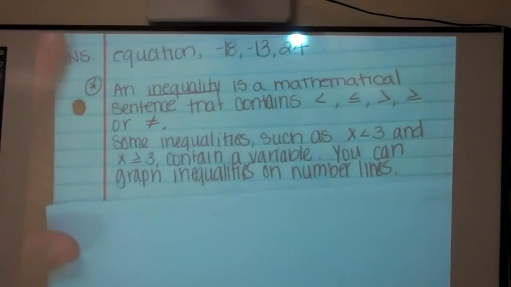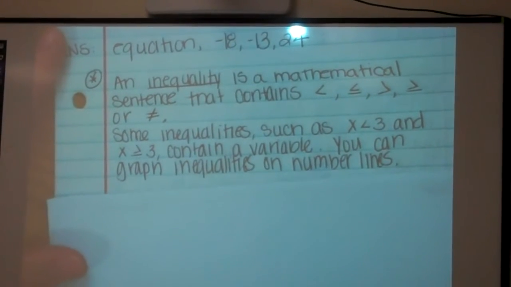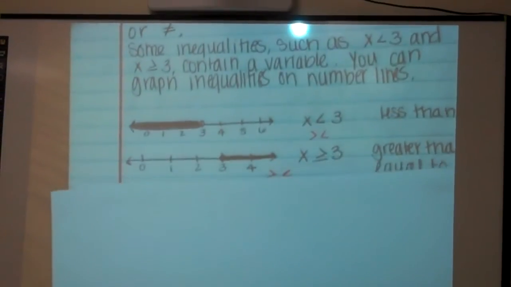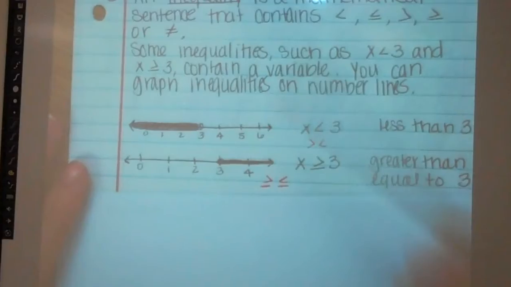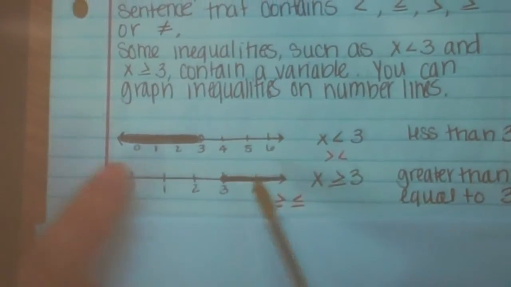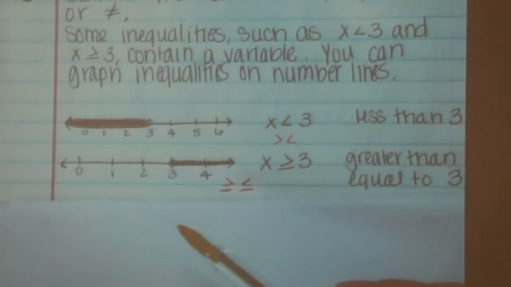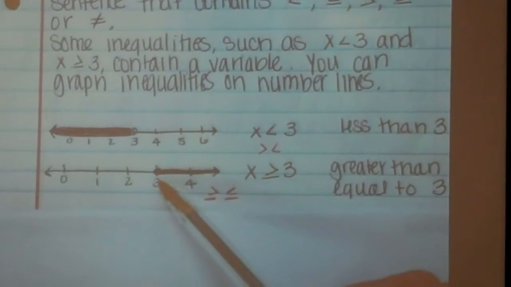Some inequalities such as x is less than 3 and x is greater than or equal to 3 contain a variable. You can graph inequalities on number lines. Here's an example. Does everyone have these 2 graphs drawn? Yes, ma'am. So what do you notice different about these 2 graphs besides the direction that they're going in? Well, one's getting less, one's getting greater. Right, besides the direction, what do you notice is different?